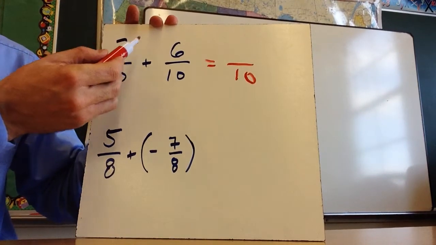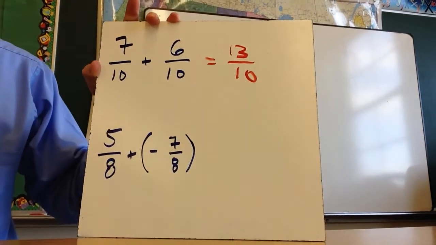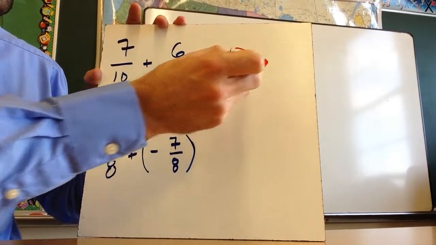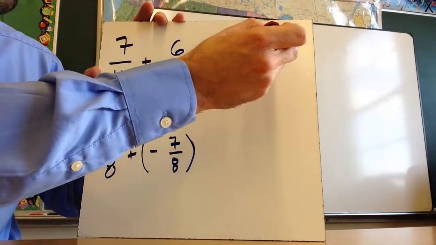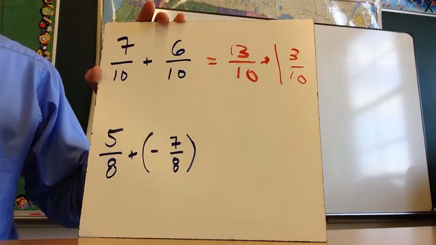And then I'm going to say 7 plus 6, and 7 plus 6 is 13. So this is 13 tenths, and I can change this, if I want to make this into a mixed number, into 1 and 3 tenths.